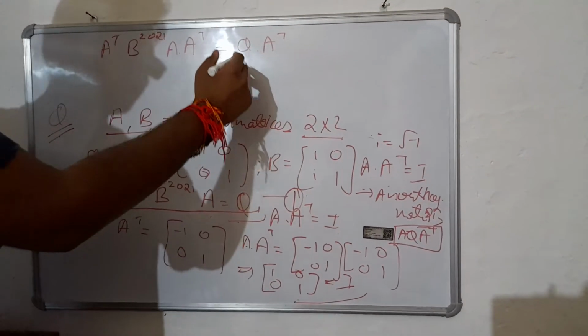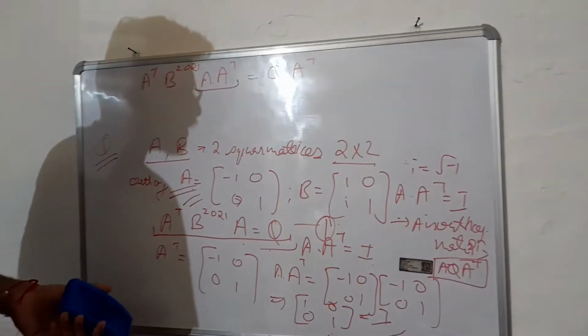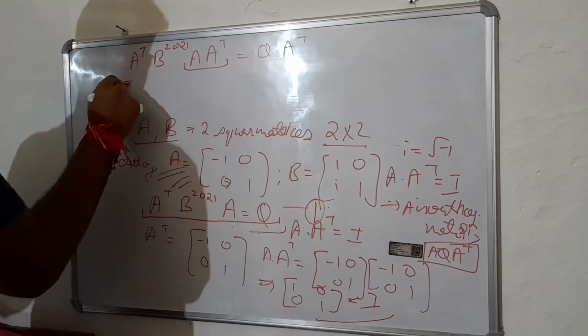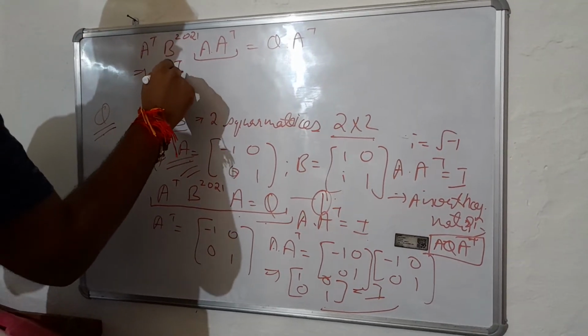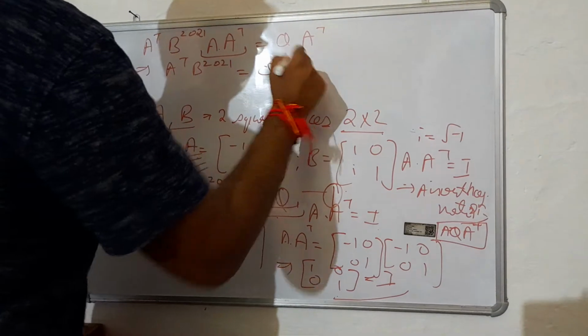Okay. So we have got this much. What will it be? Since A is an orthogonal matrix, it becomes easy. It is going to be the identity matrix. So what are we going to get? A transpose B raised to power 2021 equals Q into A transpose.